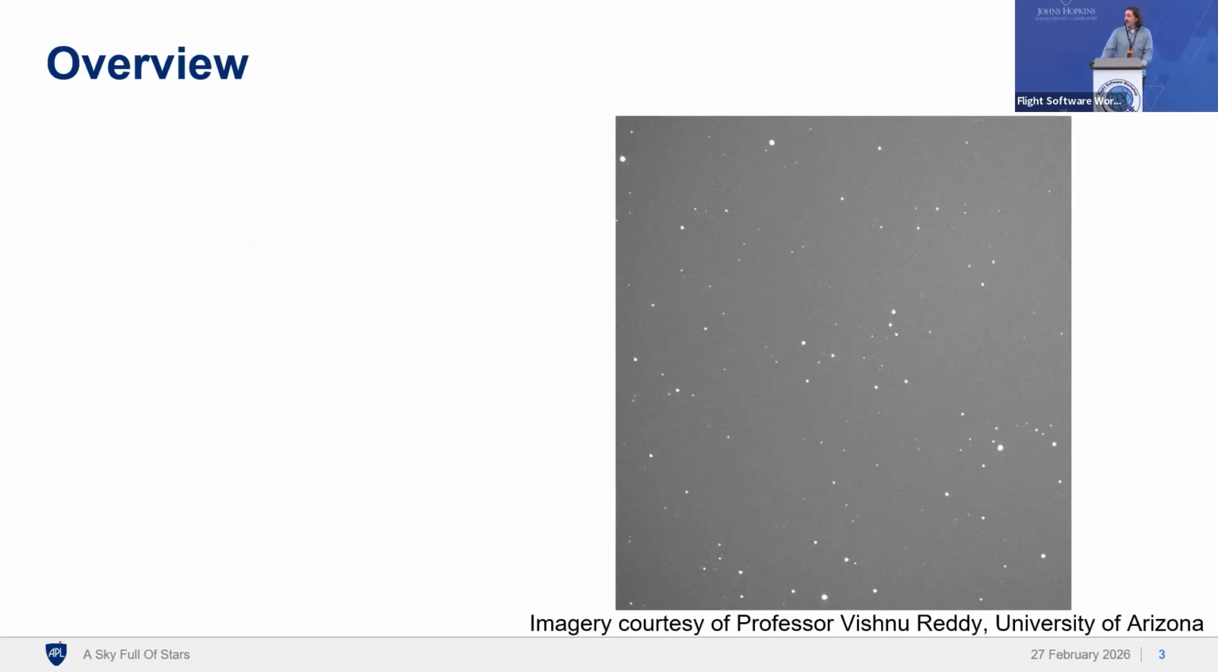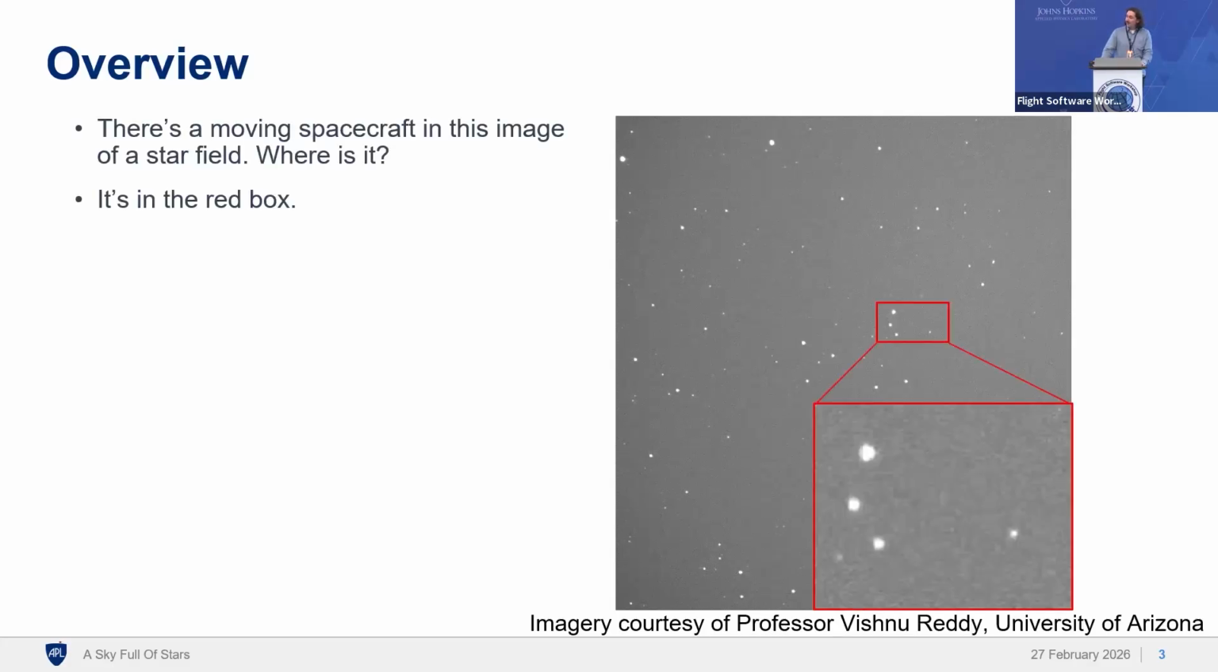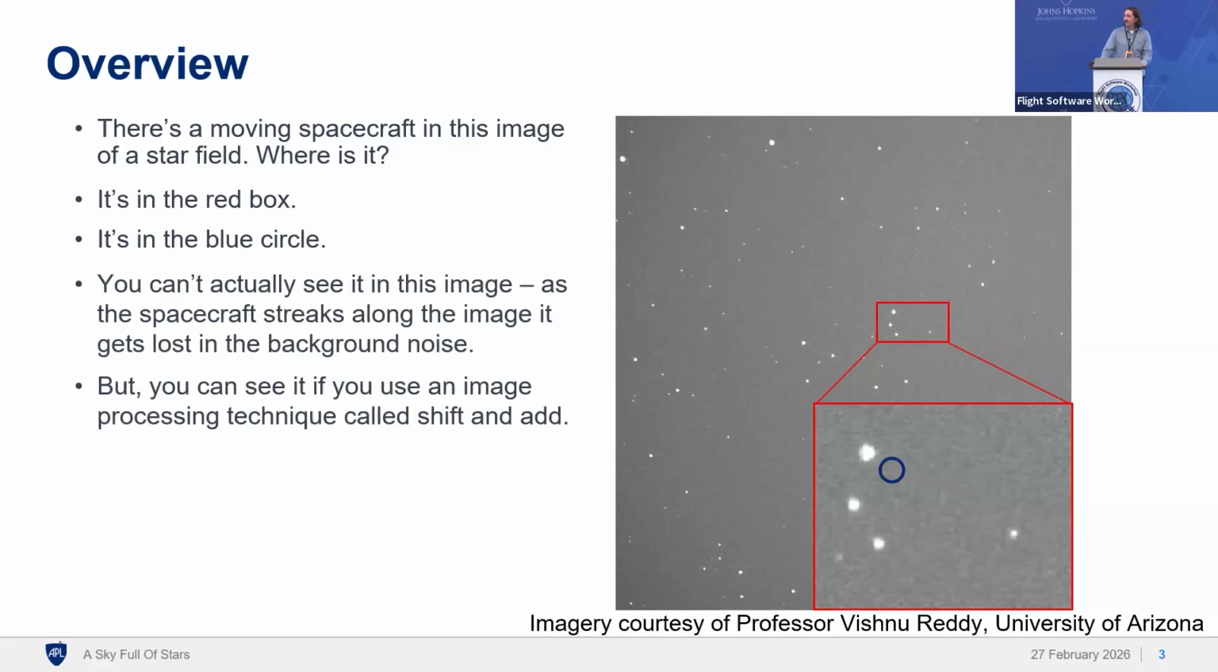So if everyone can take a look, do you see a spacecraft in this image anywhere? It's in this red box. It's actually in that blue circle, but I'm sorry, it's a trick question. You can't actually see it in this image. The spacecraft is streaking through this image and it's getting lost in background noise, but we can see it if we use this image processing technique called shift and add.